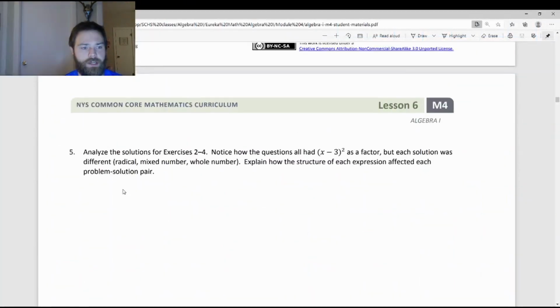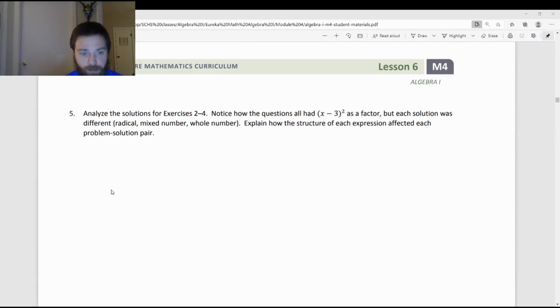Okay, so then it says, analyze the solutions for exercises 2 through 4. Notice how the equations had x minus 3 squared as a factor, but each solution was different. Radical, mixed number, whole number. Explain how the structure of each expression affected each problem solution pair. Take a second to think about that.